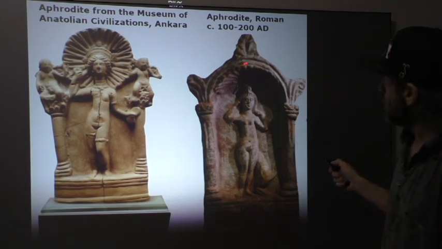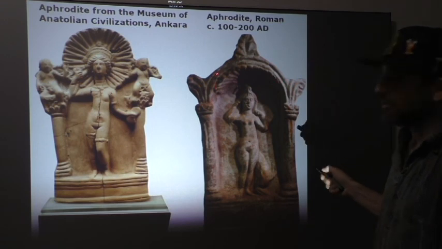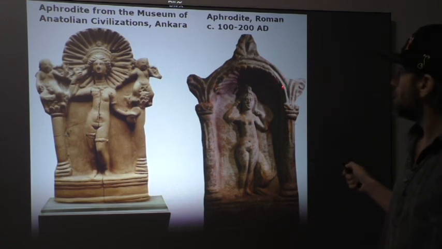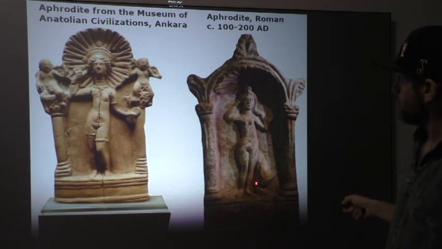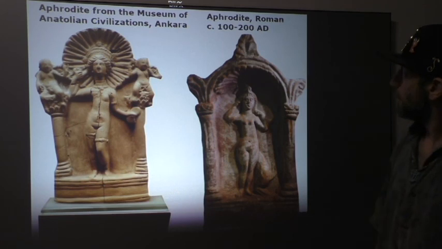And as well, right here, more like in the style of Tibet or Jain culture or Gandhara, we see Aphrodite as a mushroom goddess. There's the mushroom cap, and she's the stem. This is Roman from 100 to 200 AD.